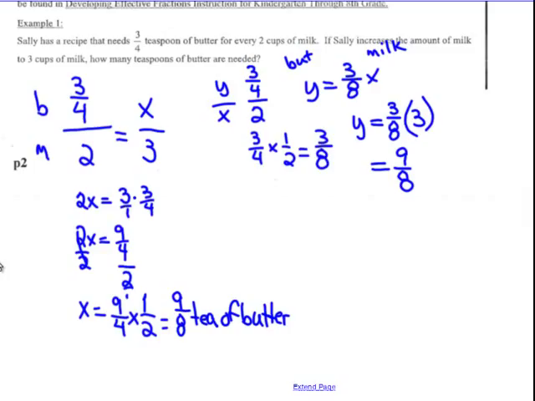I really like the proportion way of solving it. That's how I would do it. But either way, you're still going to get that it's 9/8 teaspoon of butter. To increase the milk to 3 cups, you would need an increase to 9/8 of a teaspoon. This is a ratio idea. I do not have to reduce that to 1 1/8. You can if you want to, but 9/8 is perfectly fine.